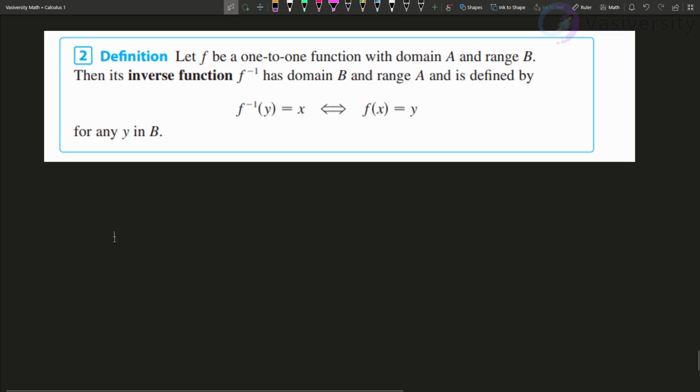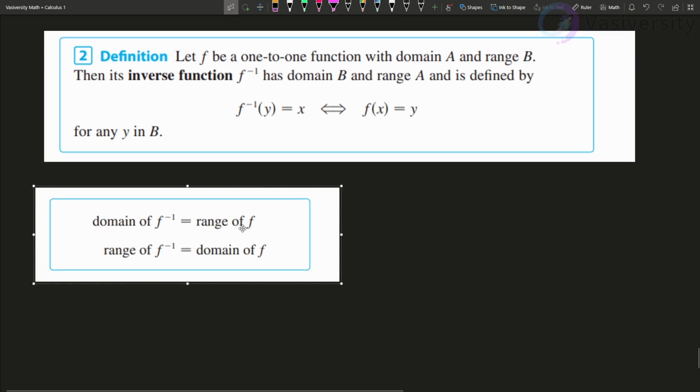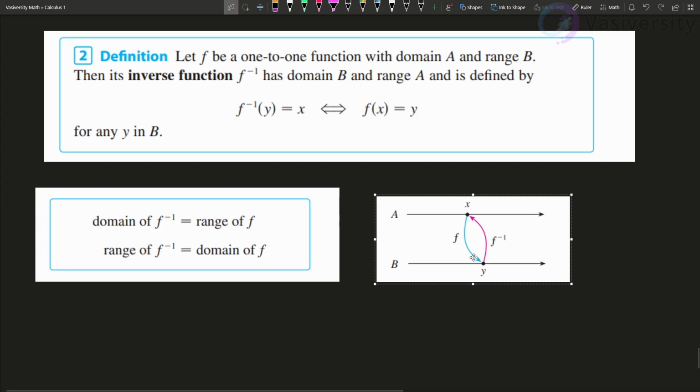Or we can do it two ways. The domain of f inverse is going to be the range of f, and the range of f inverse is going to be the domain of f. If we have two lines, x and y, then f takes us from x to y, and the inverse takes us from y to x. That's essentially what it does.